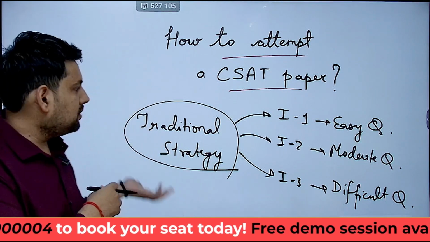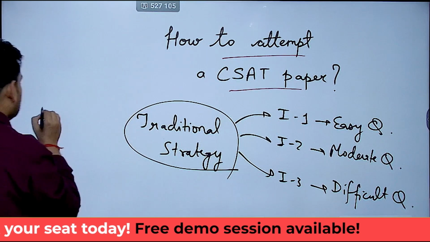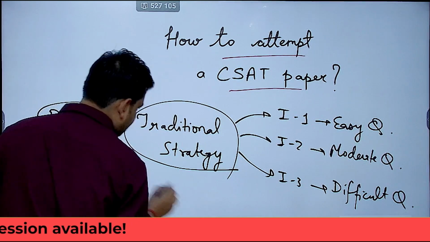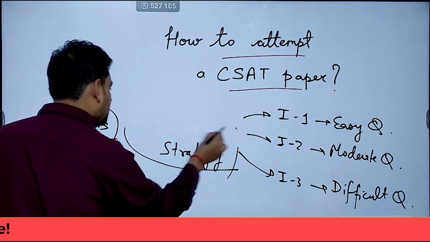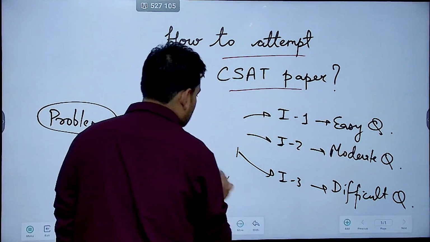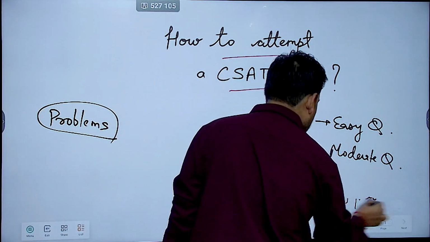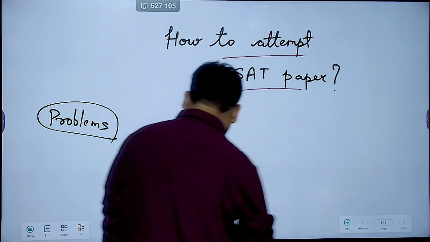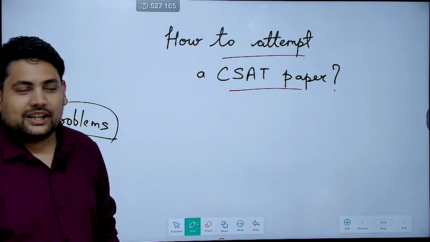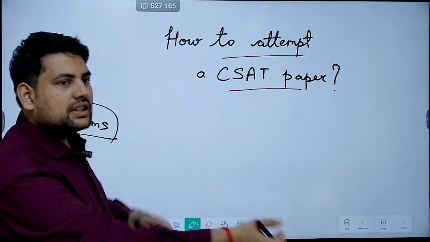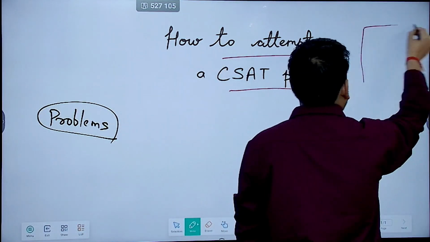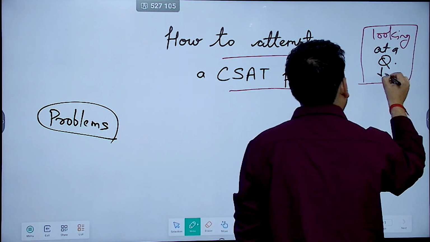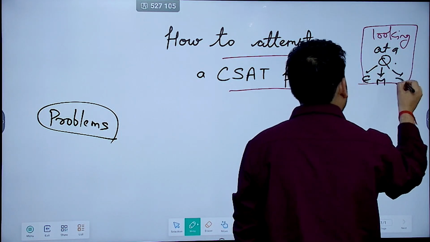Now what are the problems that students face because of this strategy? What problems do you think people face? Three iterations we are doing. First we'll solve all easy questions, then moderate, then difficult. It seems very logical, right? First do the easy ones, then moderate ones, then difficult ones. But the reason it works in GS is that just by looking at a question you can tell if it is easy, moderate or difficult.